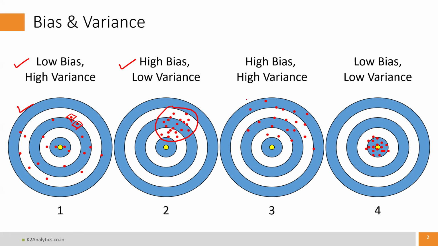And in the third image, you can see the data points are scattered on one side and the scatter is also high. At the same time, the data points are off in one particular direction. This is an example of high bias, high variance. And in the last image, the data points are very close to the expected value. The dispersion is less and they are scattered all around the target. This is an example of low bias and low variance.